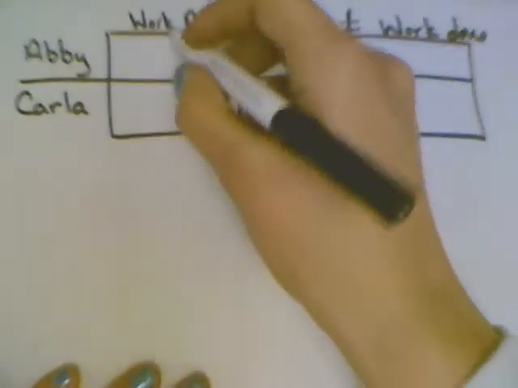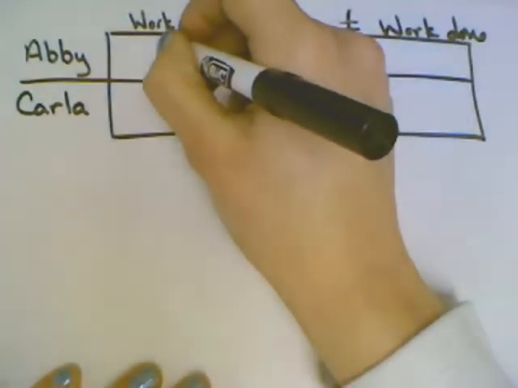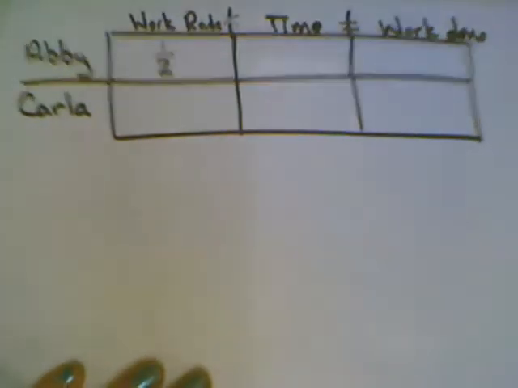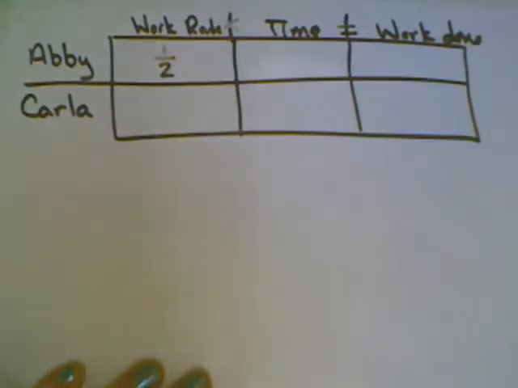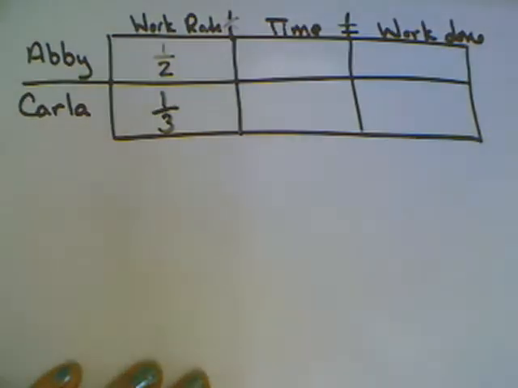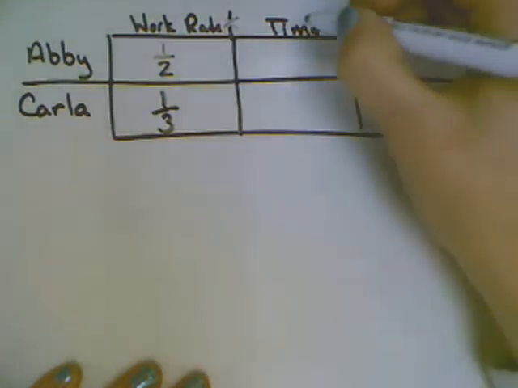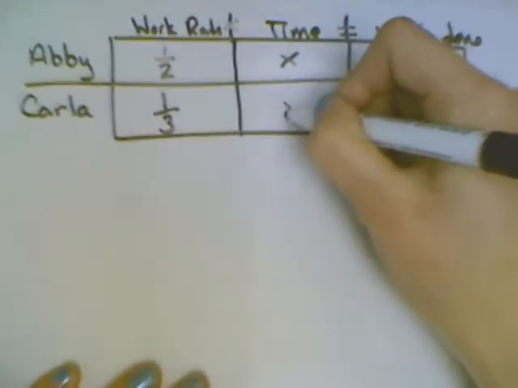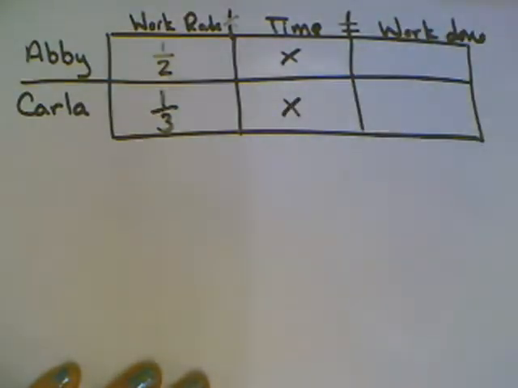Abby has a work rate that she can mow one lawn in 2 hours. So her rate is one lawn in 2 hours. Carla uses an older lawnmower, so she has a work rate of one lawn per 3 hours. The question is asking us for how long will it take them to work. So time, we don't know. But they're working at the same time on the same lawn. So it's x for both of these.